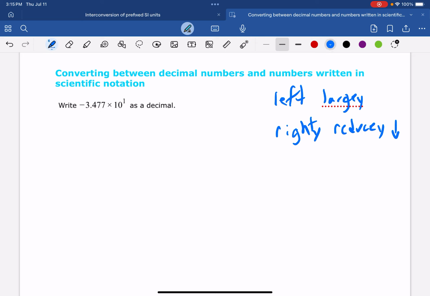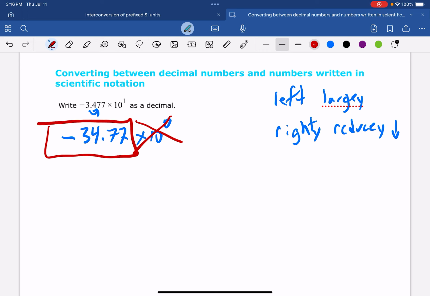So what is that going to leave us with? Well, 3.4 is going to become 34. Now remember, the negative has nothing to do with shifting exponents. 0.77, and that's going to give me times 10 to the 0, which we already know times 10 to the 0 is the same as saying times 1. So that leaves us with our answer, negative 34.77.